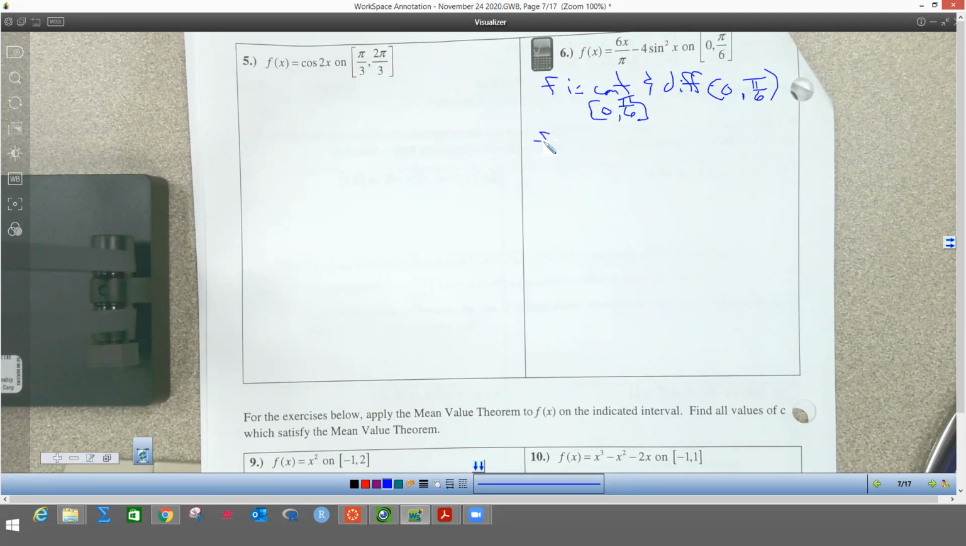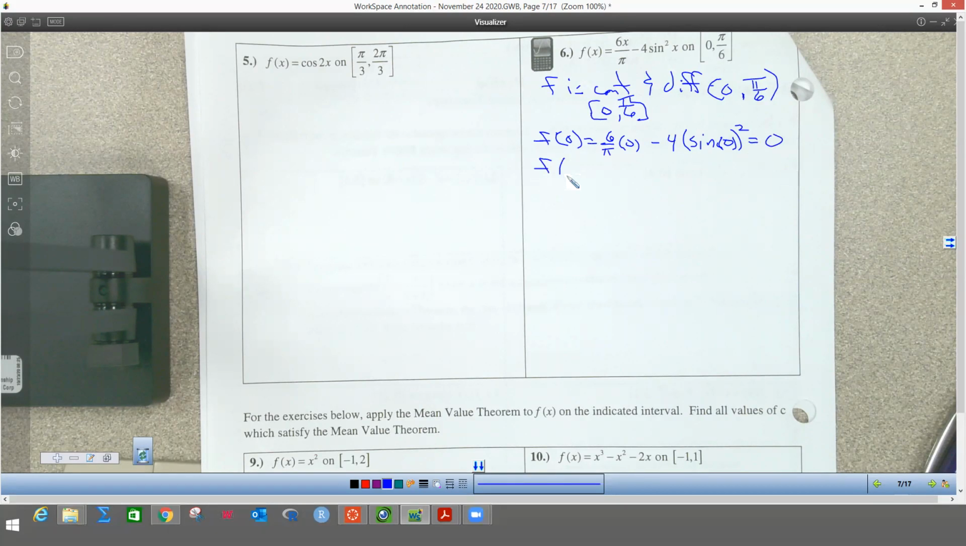So I have to find f of 0. To find f of 0, I'm going to get 6, and I would think of this as 6 over pi times 0. I'd move the x over for when I do the derivative. And then minus 4, and then this is sine of 0 squared. I hope you all know sine of 0 is 0. So this is all 0, and 0 times anything is 0, so that's 0.